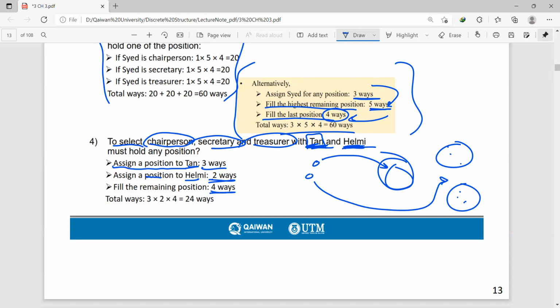So you have 4 ways for the remaining position. We multiply them: 3 times 2 is 6, times 4 is 24. That means we have 24 ways if Tan and Hilmi take two positions.